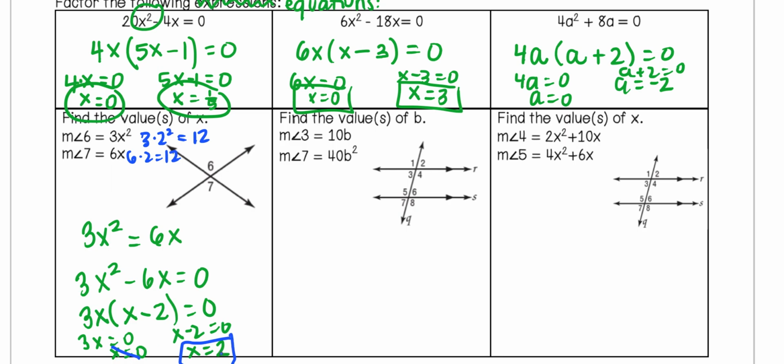So although 2 and 0 are both solutions to our equation, only 2 is going to make sense in our diagram. In our next question, we are given two parallel lines and a transversal.